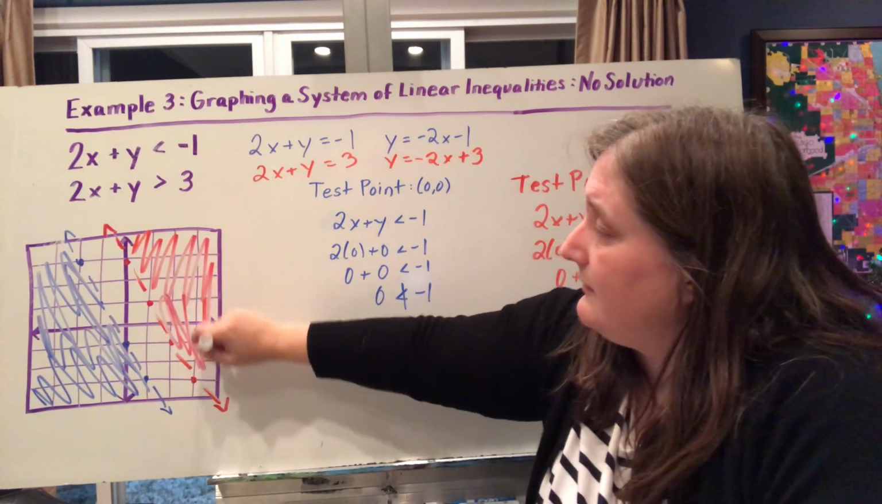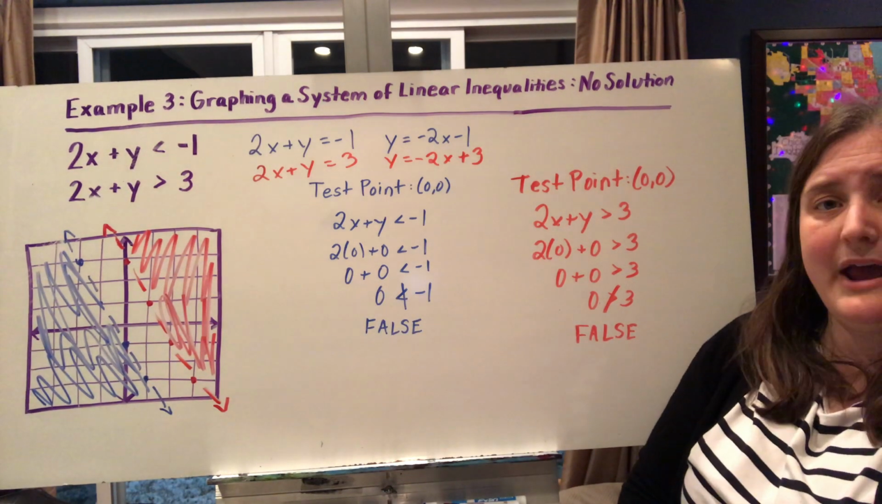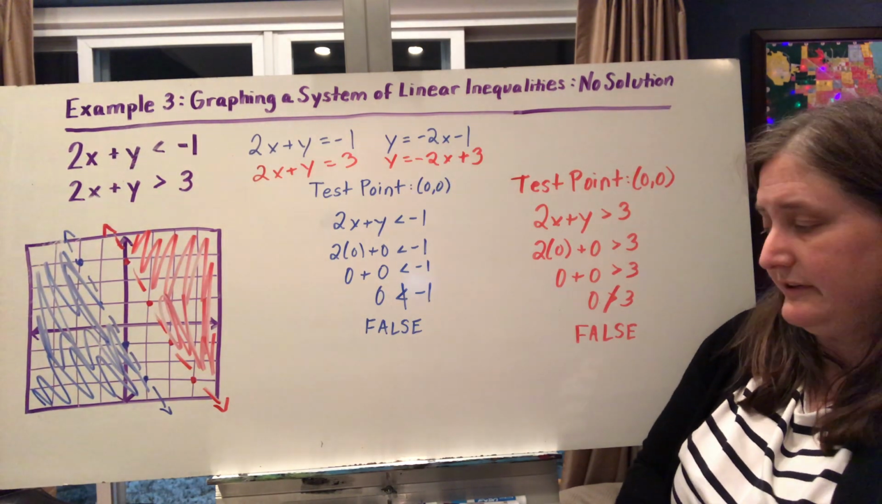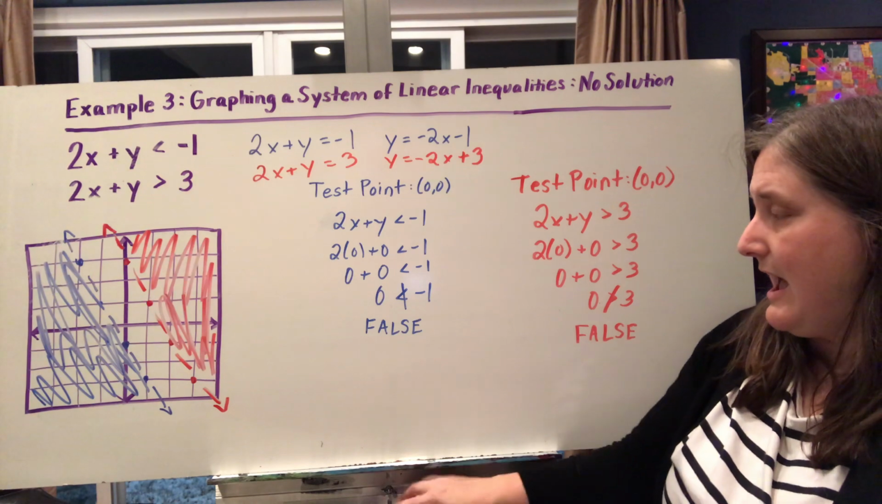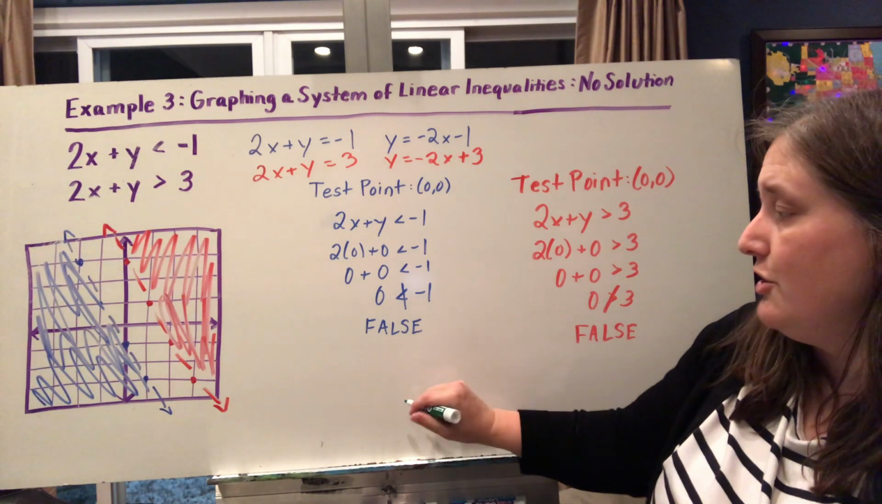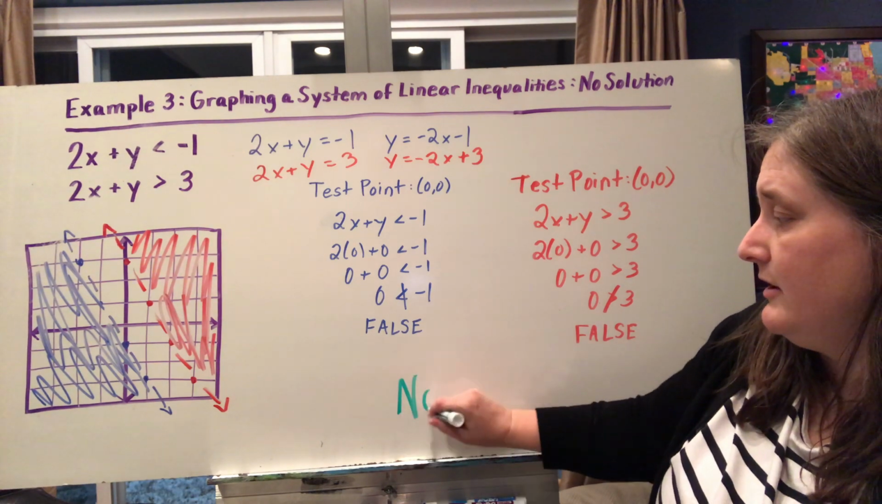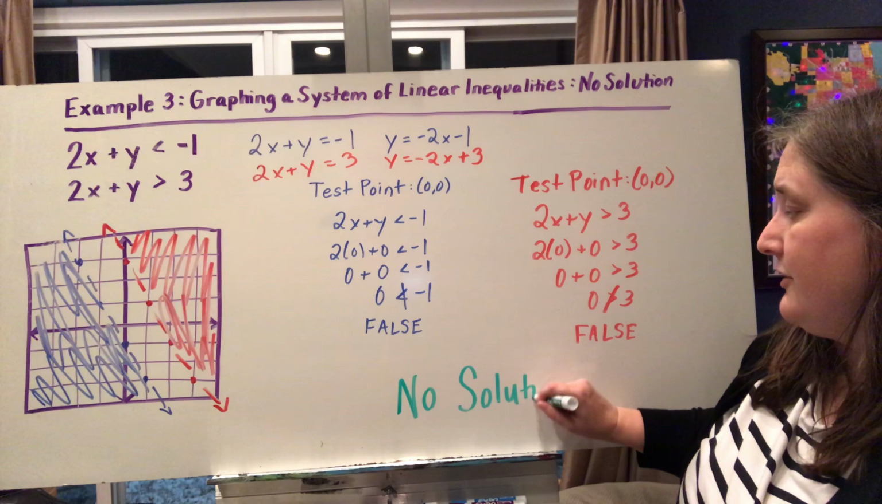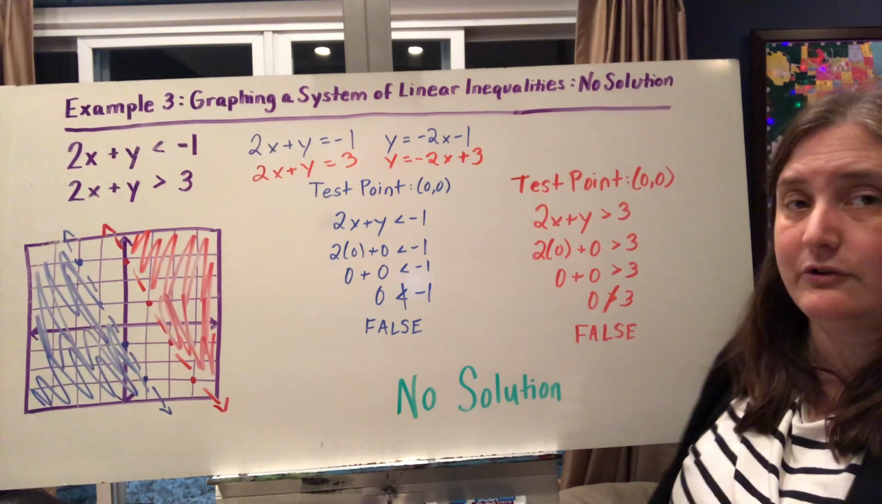So in this case, I don't have any overlap in my shaded areas. So this system of inequalities actually has no solution. There are no ordered pairs that are a solution to both inequalities. Therefore, the system has no solution.